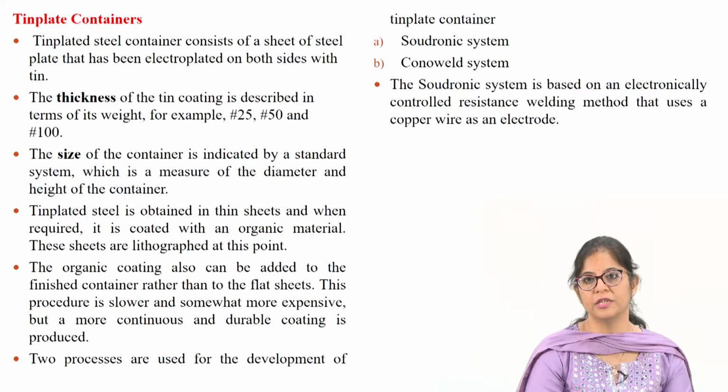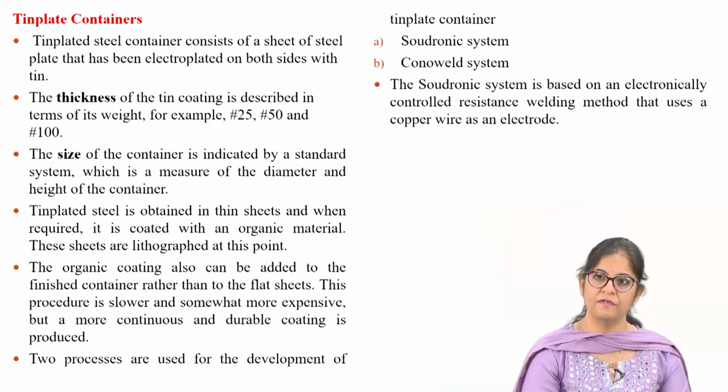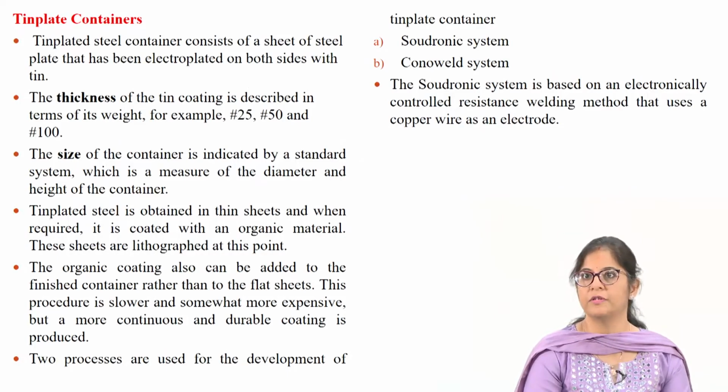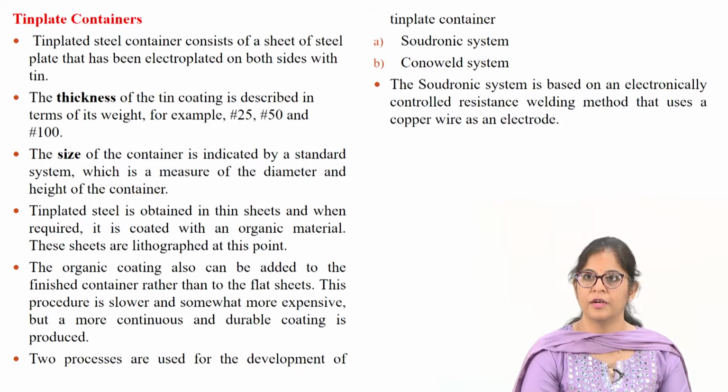The organic coating can also be added to the finished container rather than to the flat sheets. The procedure is slower and somewhat expensive, but a more continuous and durable coating is produced. Two processes are used for the development of tin plate containers. One is the Soudronic system and the other is the Conoweld system.